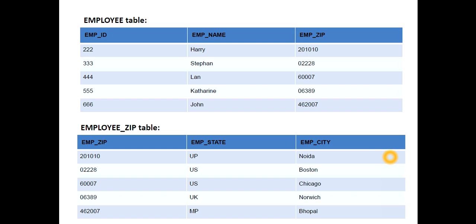Isn't it, Upasya? Please let me know whether you have got it or not. And I believe that all other students who had doubts on this third normal form, it is now clear to you.